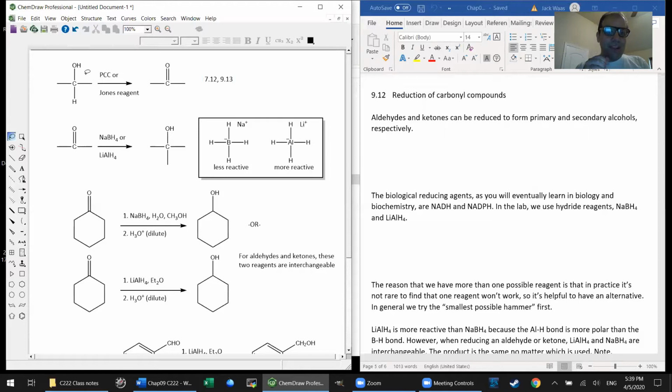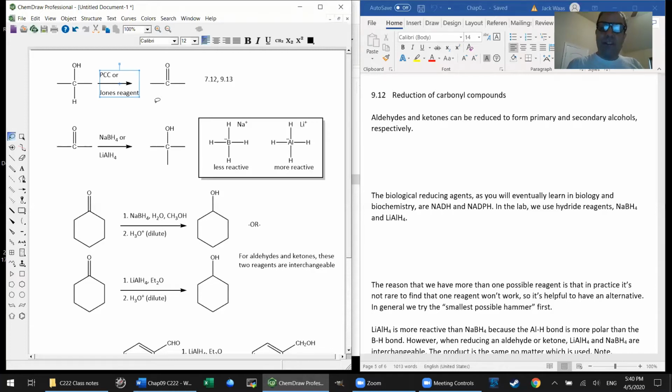the oxidation of primary and secondary alcohols to carbonyl compounds, either aldehydes or ketones. And we covered the difference between these two oxidizing agents. PCC, pyridinium chlorochromate, is a milder oxidizing agent, and PCC will convert a primary alcohol to an aldehyde and then stop. It doesn't oxidize it any further than that.